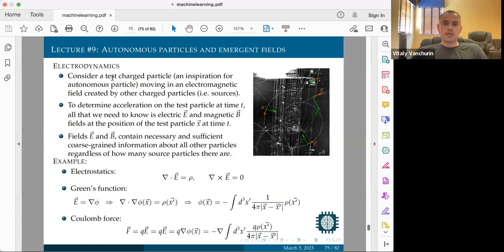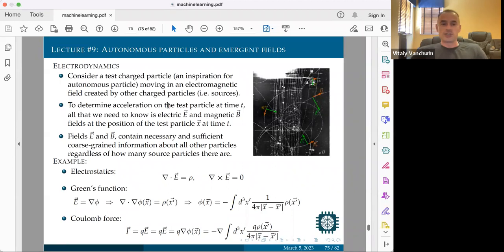Okay, so we start with a charged particle. Now it can be an electron for what we're about to discuss. Now it's moving in an electromagnetic field. So there is an electromagnetic field. For the example that I have below, I only assume that there is electric field. I make the assumption that there is no magnetic field, but this, of course, can be easily generalized to have both electric and magnetic field.